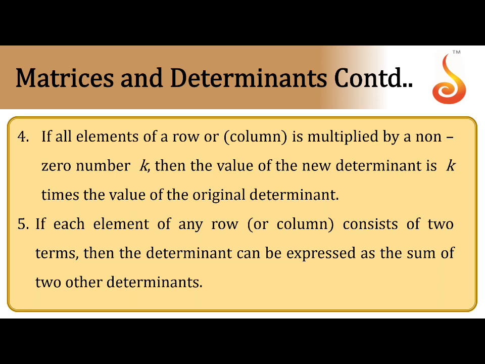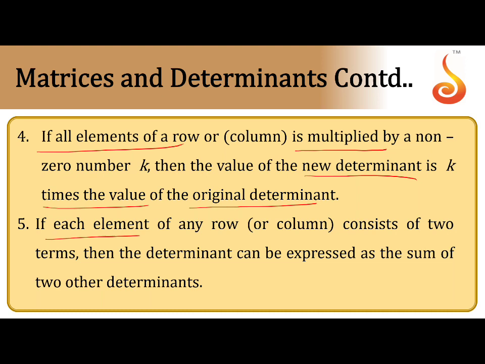Next, if all the elements of a row or a column are multiplied by a non-zero number, that is, if you multiply any one row or any one column by a fixed number k, the value of the new determinant is k times the value of the original determinant. If I multiply any row and expand the determinant, the answer will come as k times the original value of the determinant. That is one property.